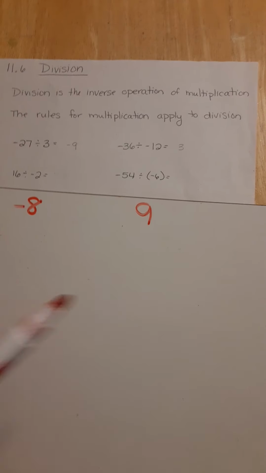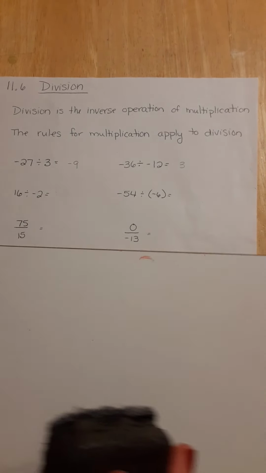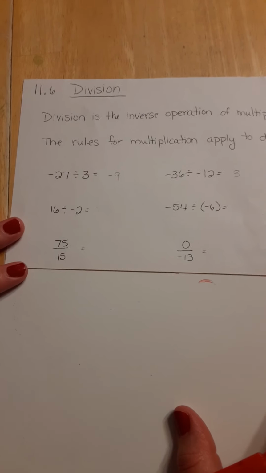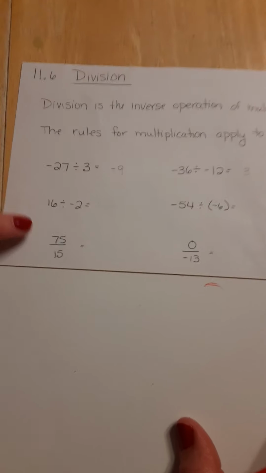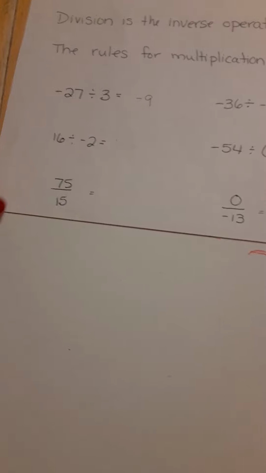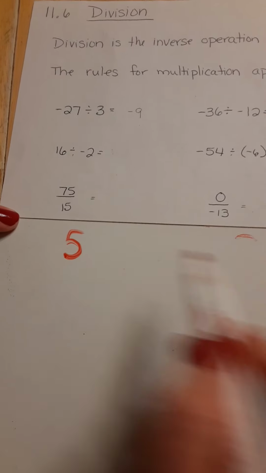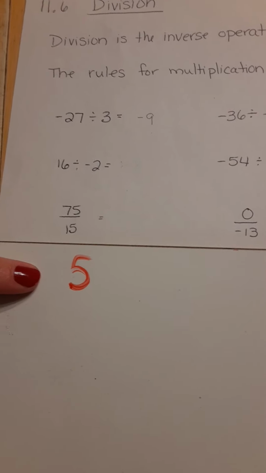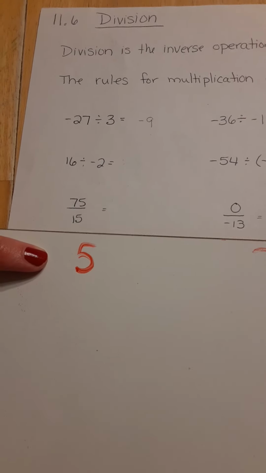Okay, let's go on to the next row here. The next row looks a little different because we have them stacked on each other, but that doesn't change how I do my math. I have 75 divided by 15. Well, 75 divided by 15 is 5. And I have both of these numbers as positive, so my answer has to be positive.